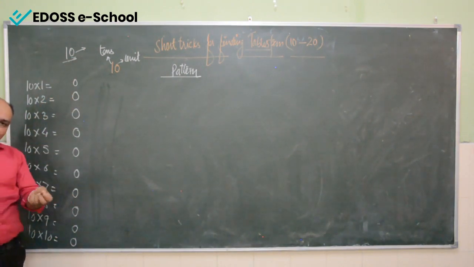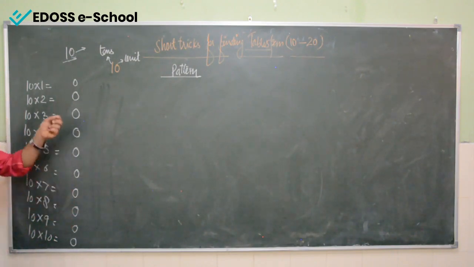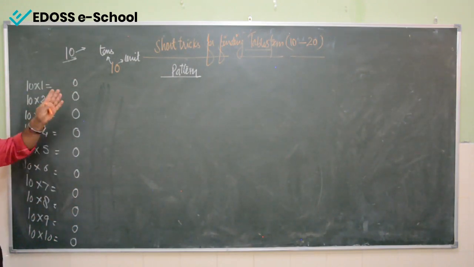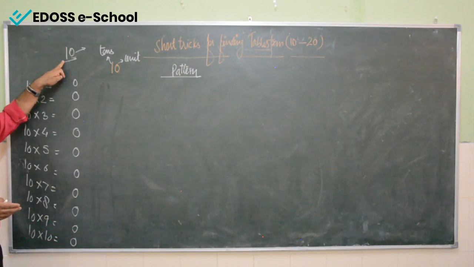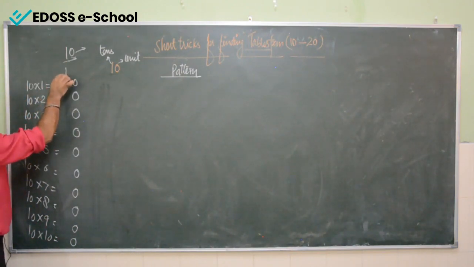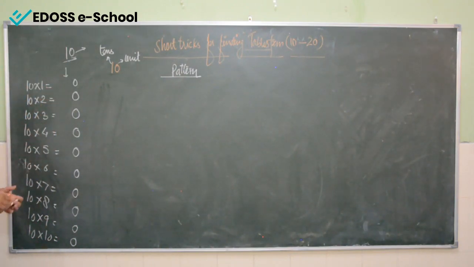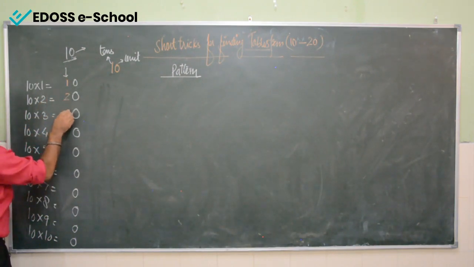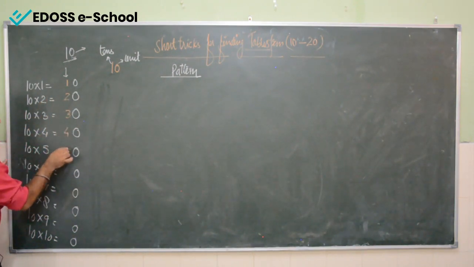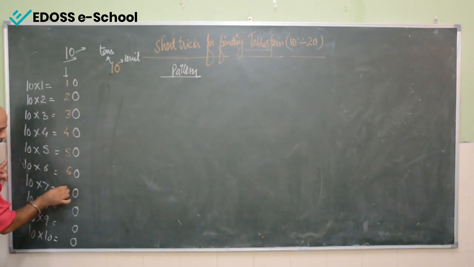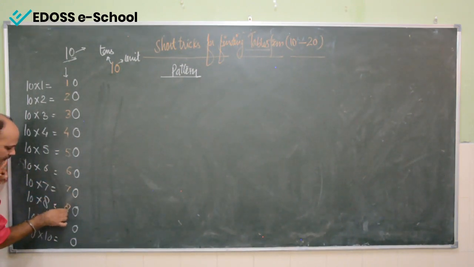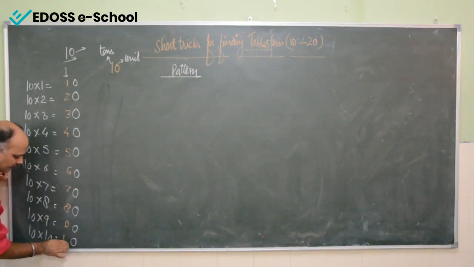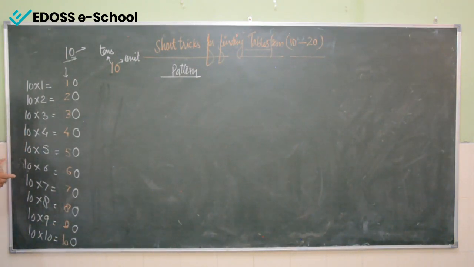Any number multiplied by 0, you get 0 itself. Then the second digit, that is the tens digit, is 1. That means here you have to write the table of 1. The table of 1 means 1, 2, 3, 4, 5, 6, 7, 8, 9, and 10. Now see, the table is ready.